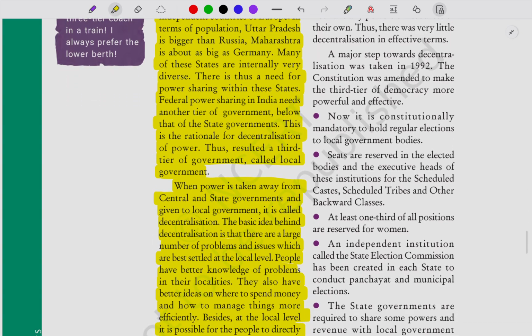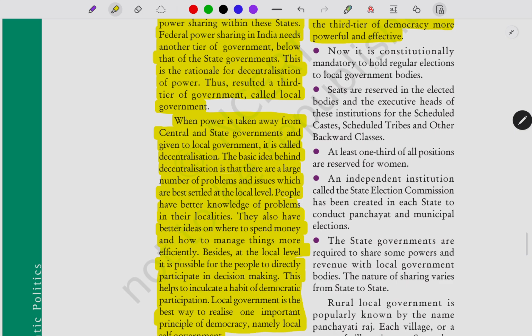A major step towards decentralization was taken in 1992. The constitution was amended to make the third tier of democracy more powerful and effective. Okay. And these are the points. Now it is constitutionally mandatory to hold regular elections to local government bodies. Okay.